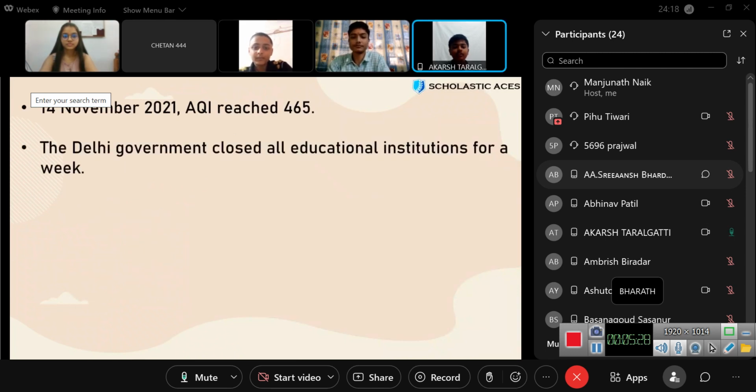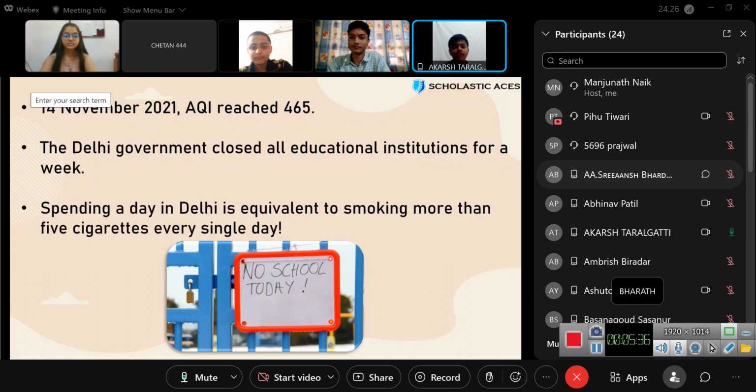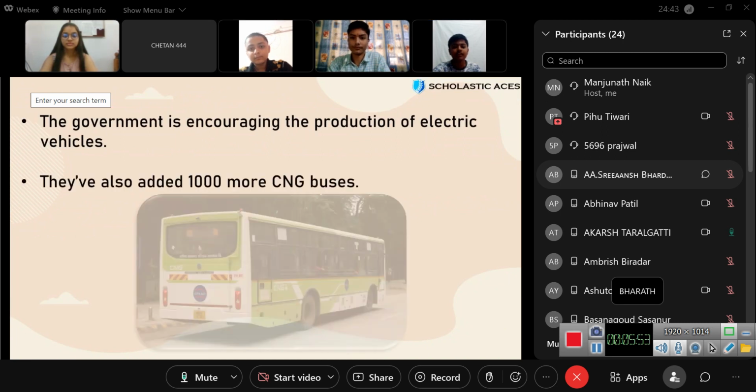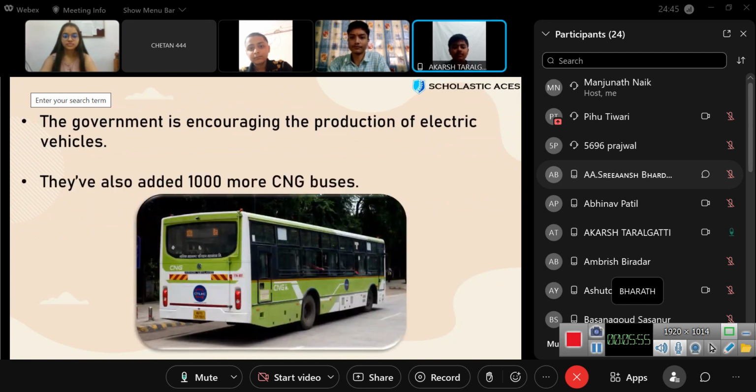On 14 November 2021, the AQI of Delhi reached 465. So the Delhi government closed all educational institutions for a week. And according to a research, spending a day in Delhi is equivalent to smoking more than 5 cigarettes every single day. The government is encouraging the production of electric vehicles, and they have also added 1,000 more CNG buses.